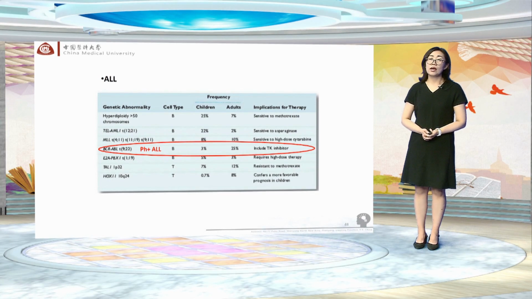For example, hyperdiploidy, the presence of an increased number of chromosomes per cell, DNA index greater than 1.0, is more common in children and is sensitive to methotrexate. Approximately 3% of children and up to 25% of adults with B-ALL will have a translocation of chromosome 9 and 22, similar to the Philadelphia chromosome. The prognosis is very poor, and the treatment should contain TKI.